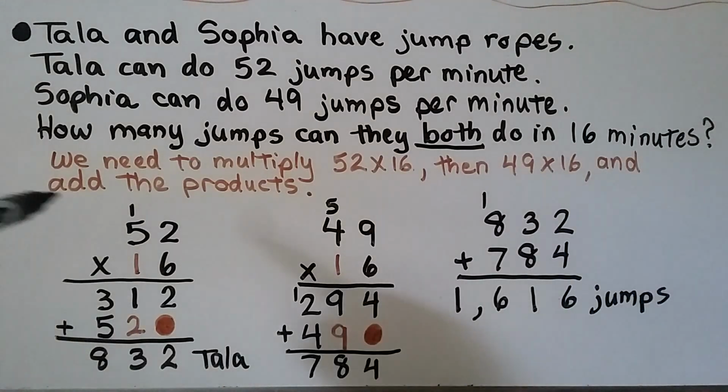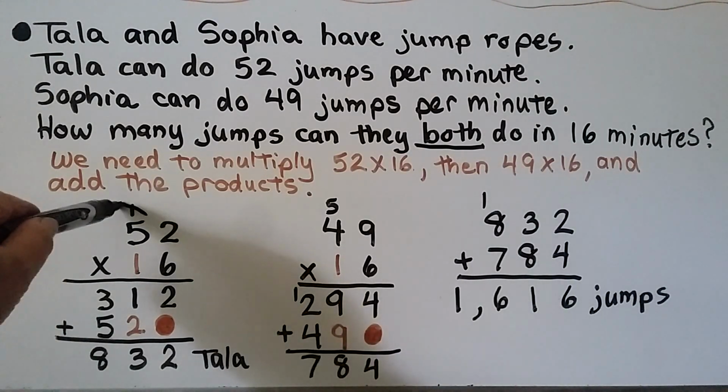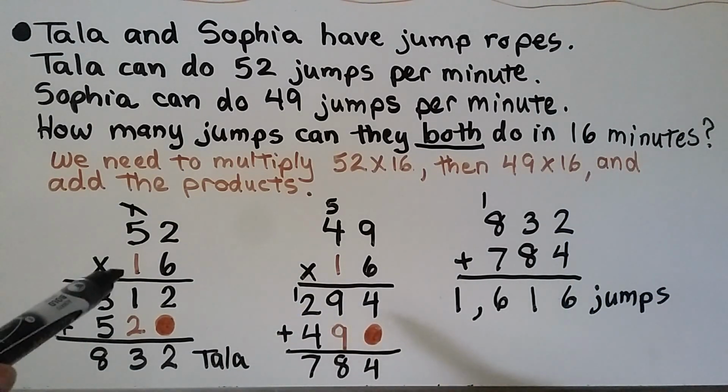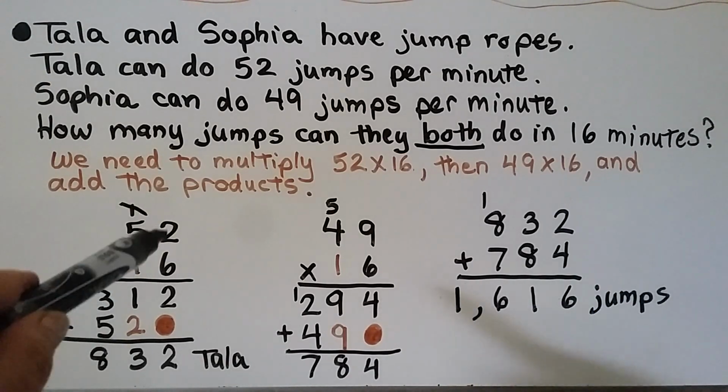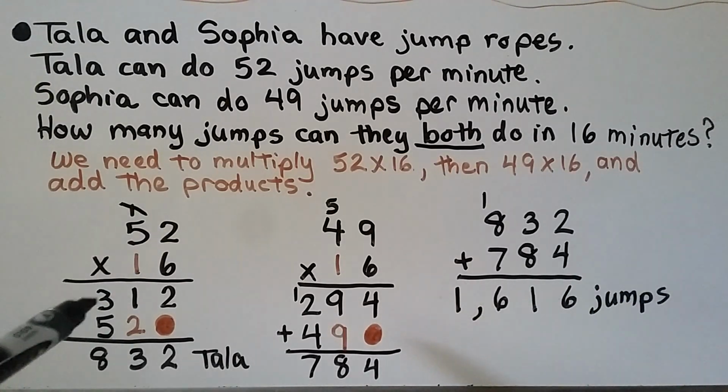And we should have crossed this out when we were finished adding it so that we didn't get confused with it when we were doing 1 times 2 and 1 times 5. See? It helps to cross them out. Now we add the partial products and we get 832 jumps for Tala.